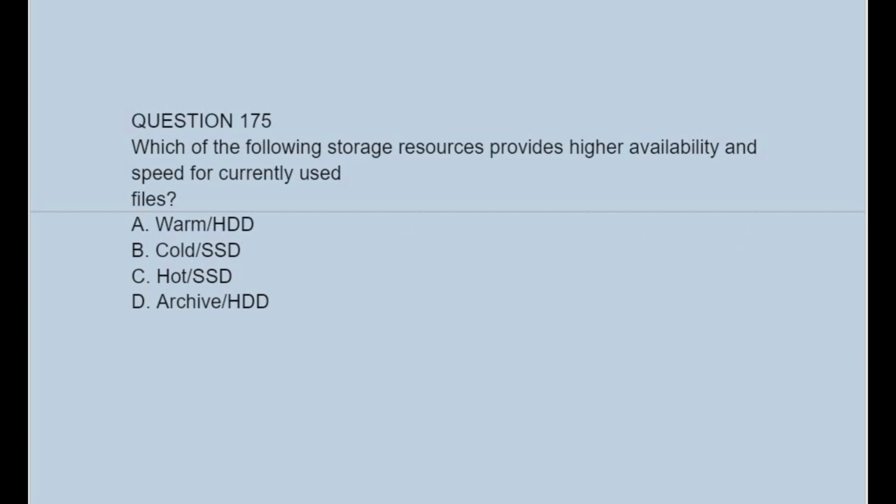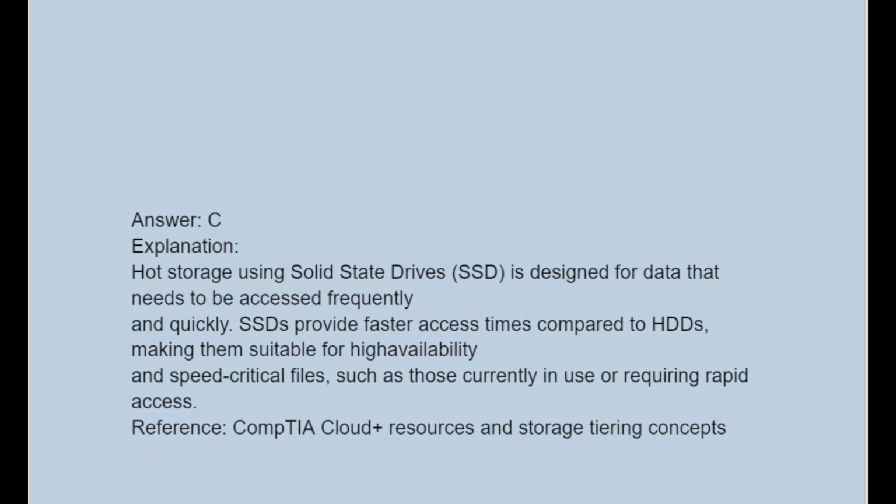Question is, which of the following storage resources provides higher availability and speed for currently used files? Option A, warm HDD. Option B, cold SSD. Option C, hot SSD. Option D, archive HDD. Correct answer is option C.